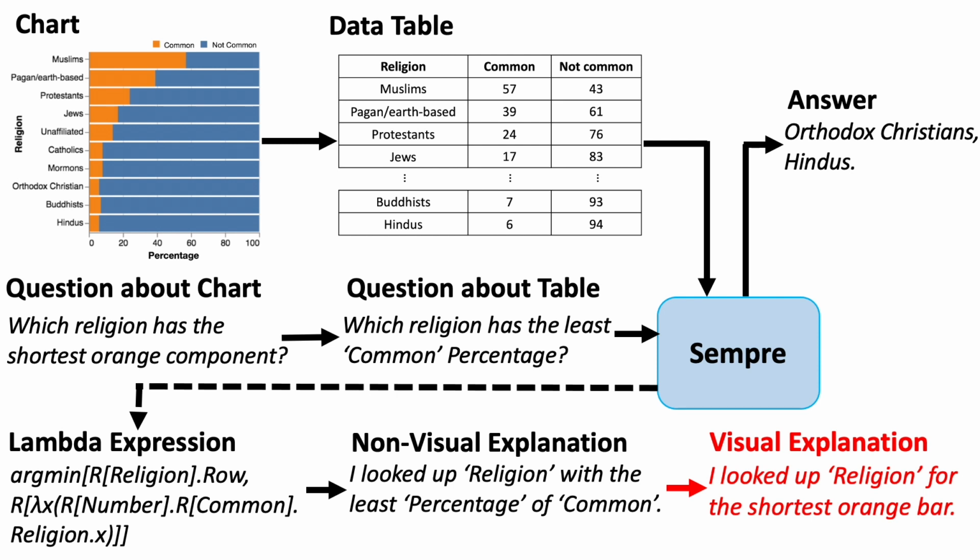Then from this non-visual explanation, we use how the chart encodes data to create a visual explanation that directly refers to the visual elements in the chart. In our example, the converted explanation would be, I looked up religion for the shortest orange bar, which refers to the visual features, color, and length.